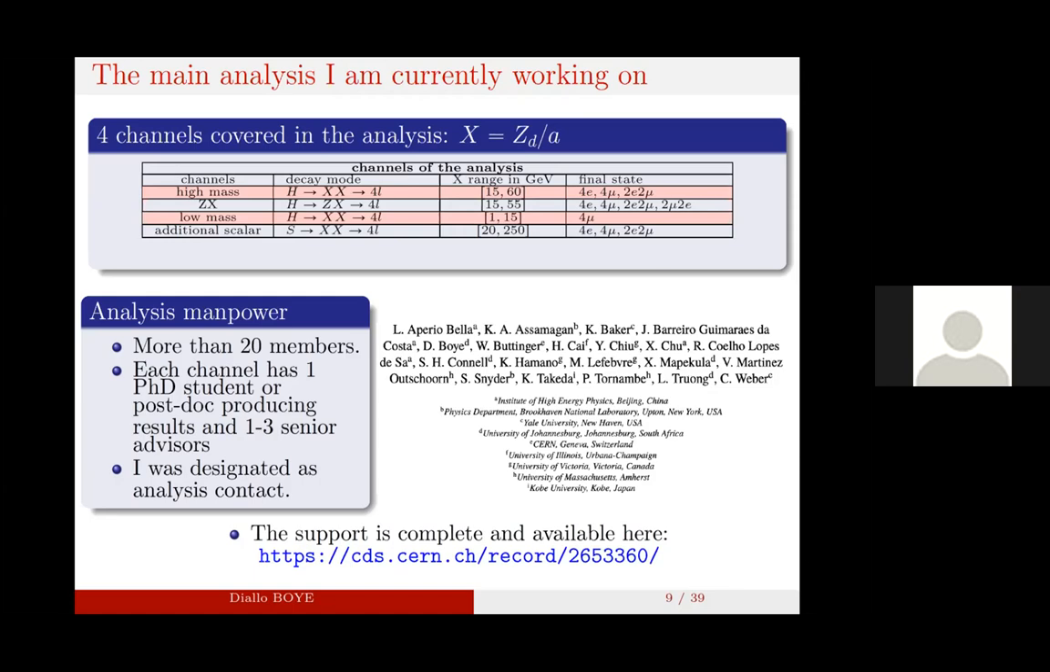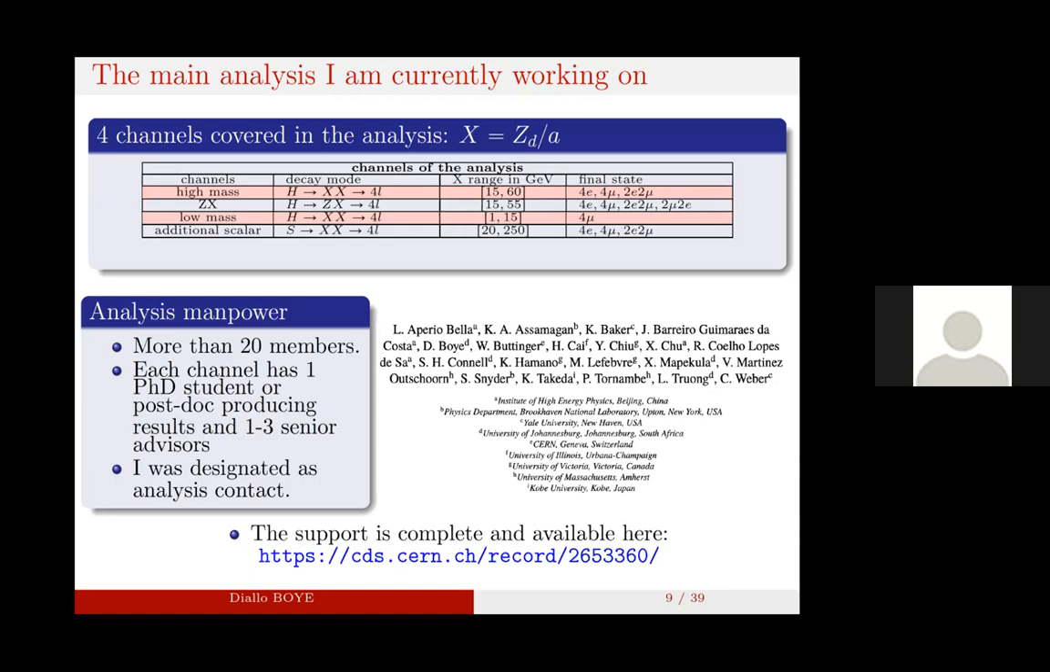We are also considering what we call the X channel, where we are looking for a Higgs boson decaying to the standard model Z and X, where both of them decay to 2L. Here the X range is from 15 GeV to 55 GeV, where we are considering four electrons, four muons, two electrons two muons, and two muons two electrons as final states.